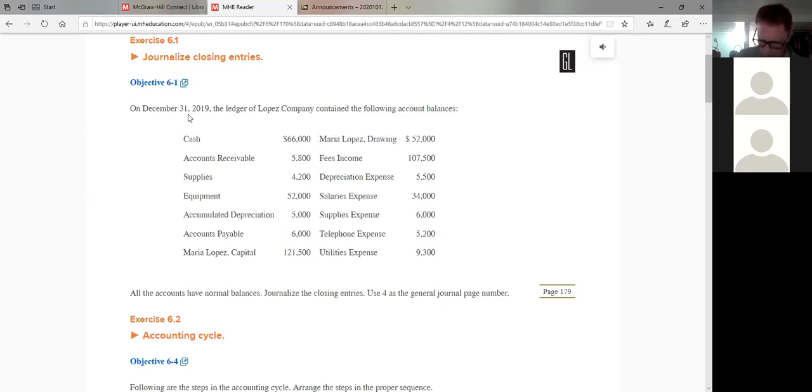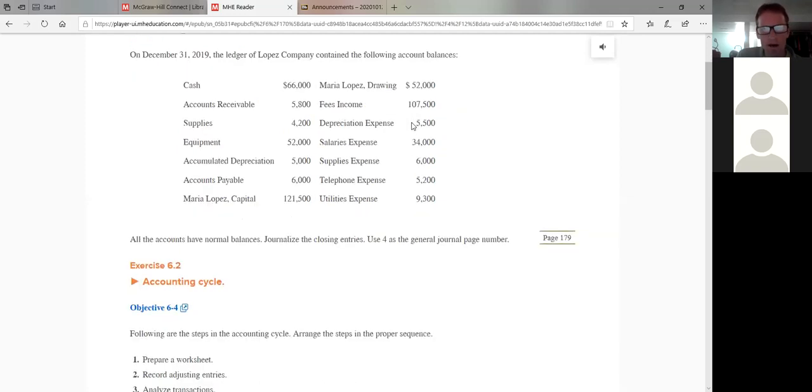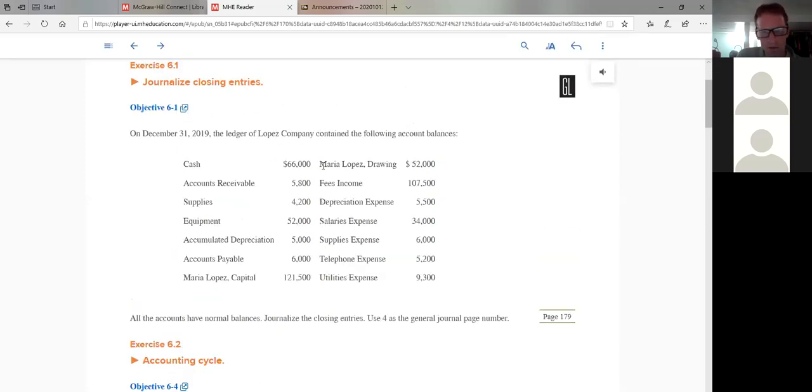So like we talked last week, I'm gonna go back for a minute and just review a concept on closing entries. I shared my screen. You guys should see exercise 6.1 where it says journalize closing entries. If you can't see it, let me know. I'm going to walk you through a little bit of review on this.